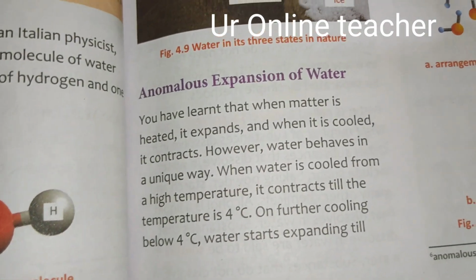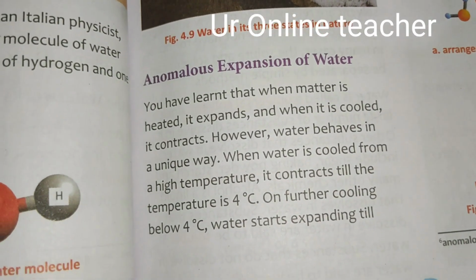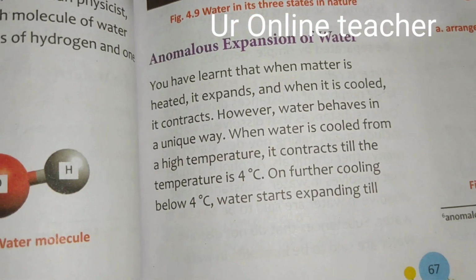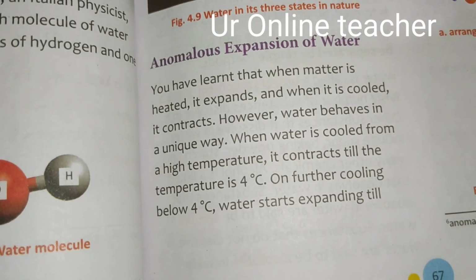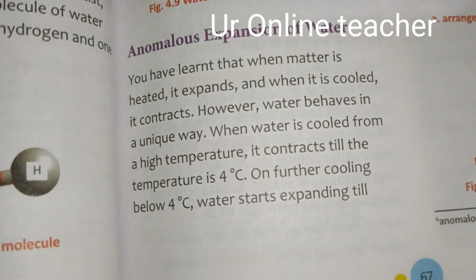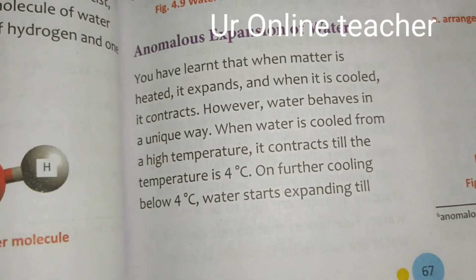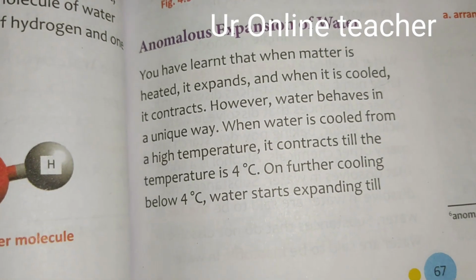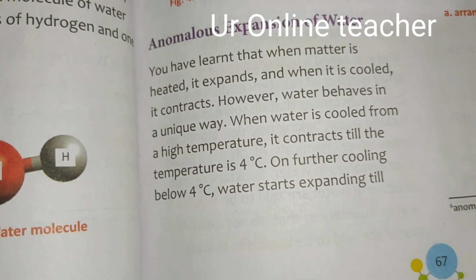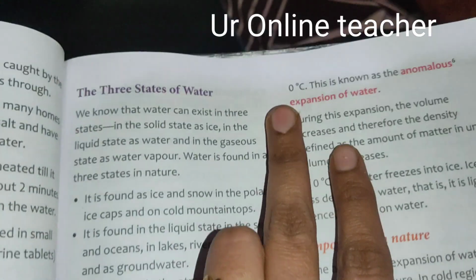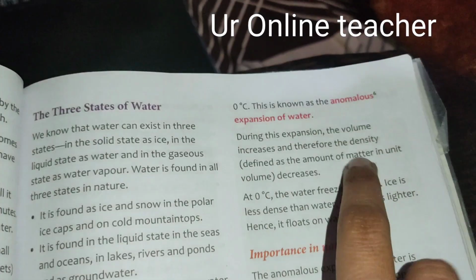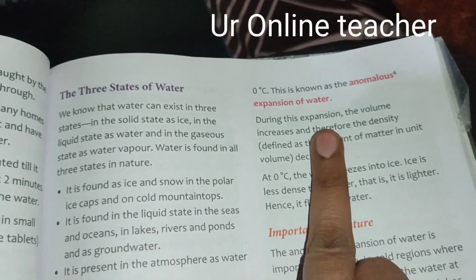How? When water is cooled from very high temperature, it will contract till 4 degrees centigrade. Again, if we keep cooling below 4 degrees, what happens? It will expand. Actually, it should contract, but it expands from 4 degrees to 0 degrees. This is called anomalous expansion of water.